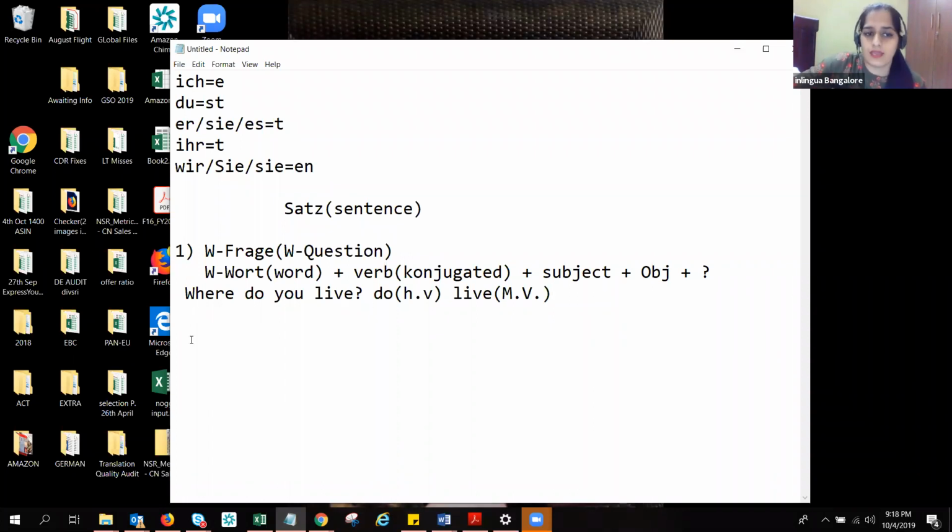As I've told you, whenever you are translating a sentence from English to German, we have to check if there are two verbs, one helping and one main. We have to totally ignore the helping verb and use the main verb. So the format is, first we write the W word. The W word here is where, and where in German is wo. Now the second thing we add is the conjugated verb. Live is wohnen.